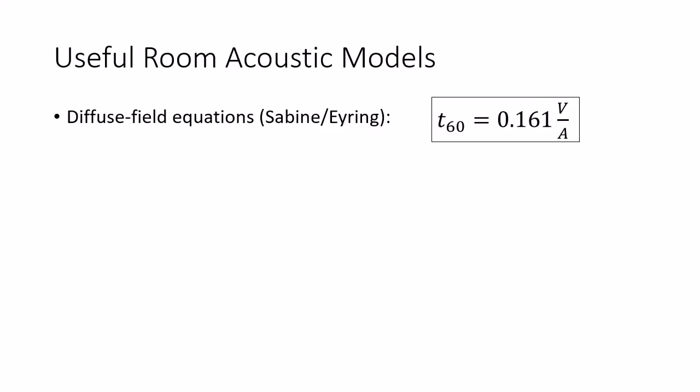There are different room acoustic models. Just to put the wave-based model into context, we'll start from the simplest models, diffuse field equations. So that's Sabine's equation or the Eyring-Norris equation, which relates the reverberation time to a ratio of the volume of the room to some measure of absorptive surface area.